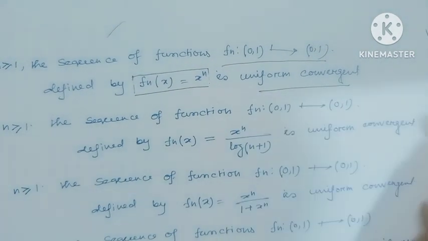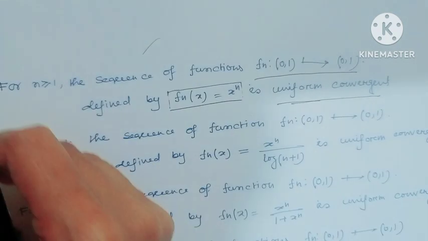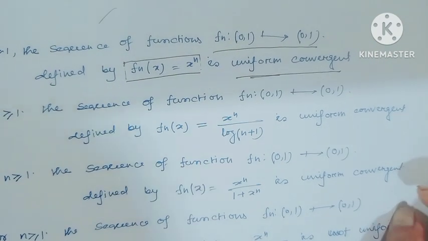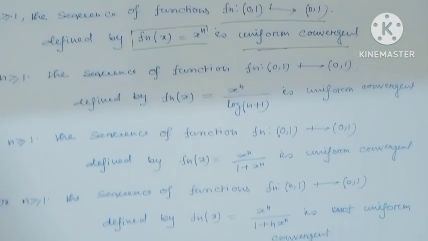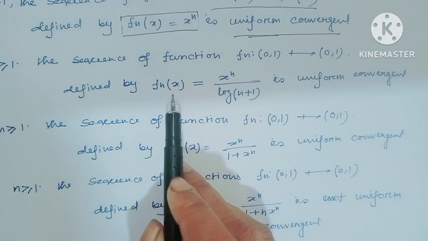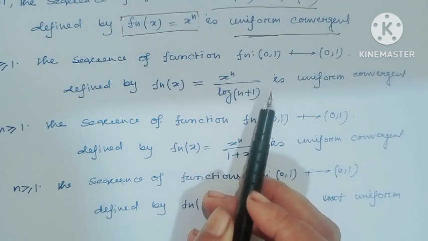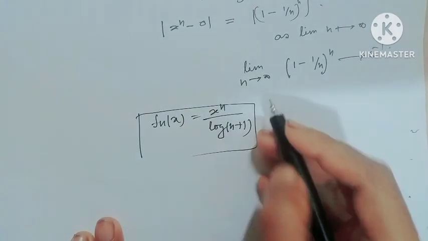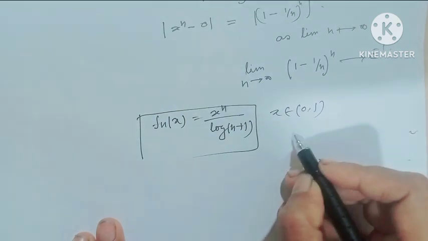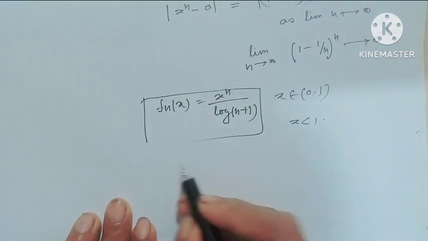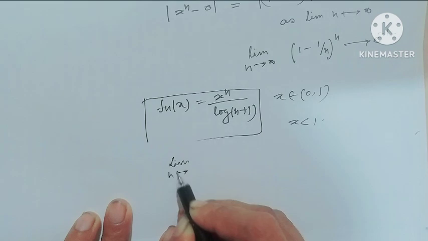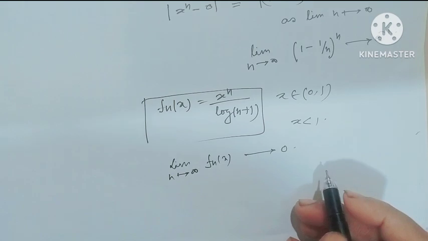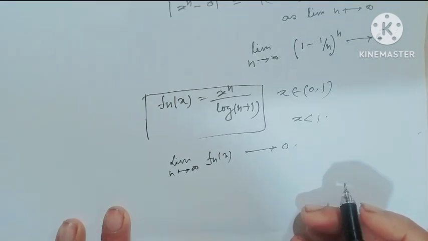So here, as indicated, it is uniformly convergent. This is the wrong option. Second, for n greater than or equal to 1, the sequence is also defined from the open interval (0, 1) to (0, 1). Here the sequence of functions is x to the power n over log(n plus 1). Is it uniformly convergent? This is fn(x), and x lies in the open interval (0, 1). Since x is less than 1, obviously the limit as n tends to infinity of fn(x) is 0 pointwise.